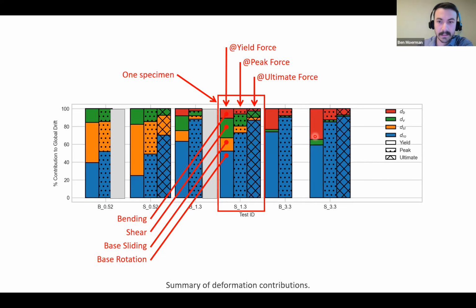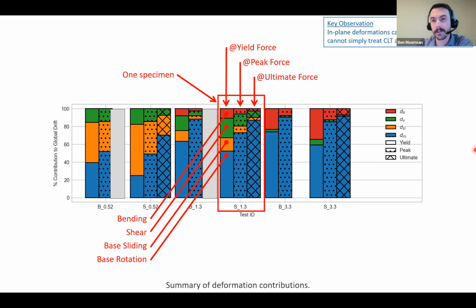Another thing to note is as we go from yield to peak to ultimate force, we're getting less and less in-plane behavior because our ductile link is at the base. So as that goes inelastic, that becomes a bigger and bigger portion of our wall's deformation.